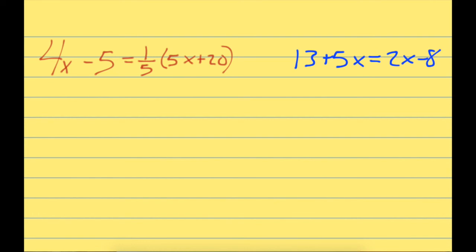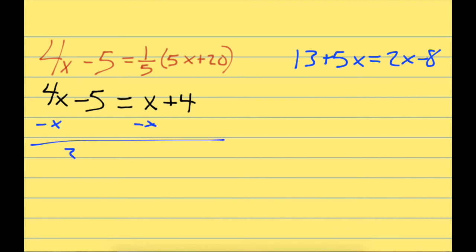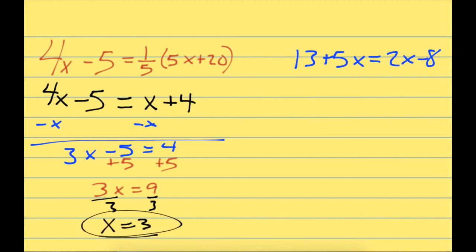Okay, so for the left-hand side of the equation, you could multiply both sides by 5, or you could distribute that 1/5, because 1/5 times 5 is just 1, so we got 1x, and 1/5 of 20 is 4. And we want to move all our x's to one side, giving us 3x minus 5 equals 4. Add 5 to both sides, gives us 3x equals 9. We divide both sides by 3 to get x equals 3, and of course we can plug 3 back into the original equation to check our answer.